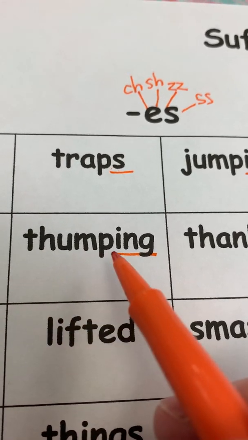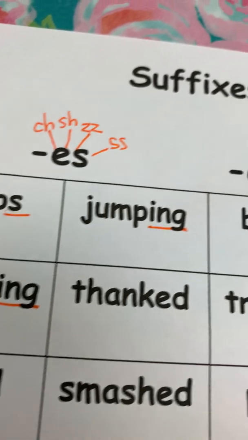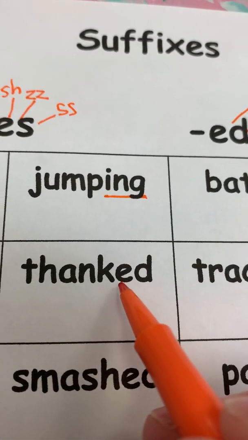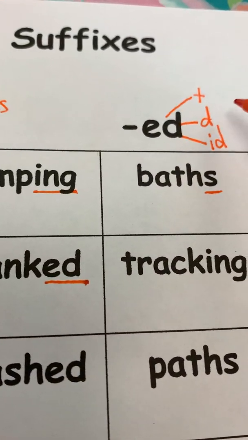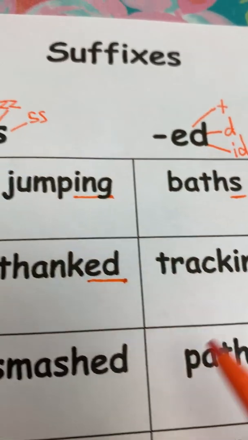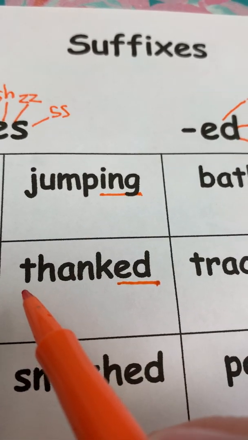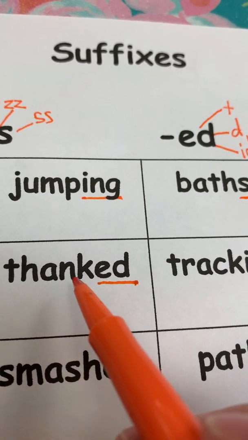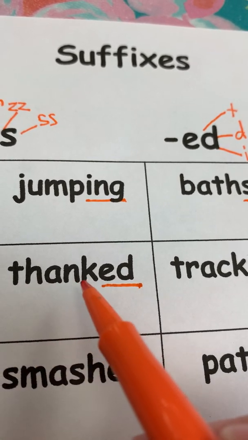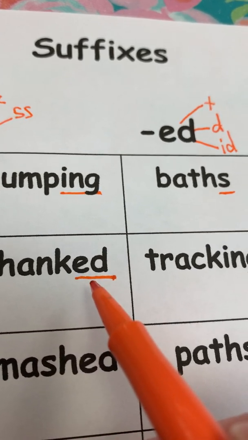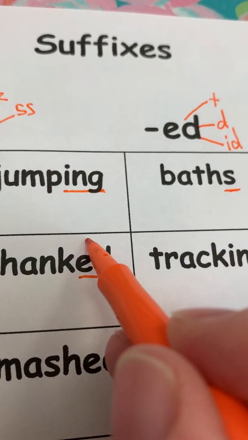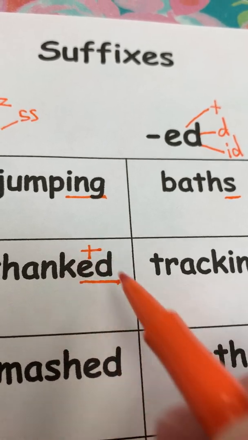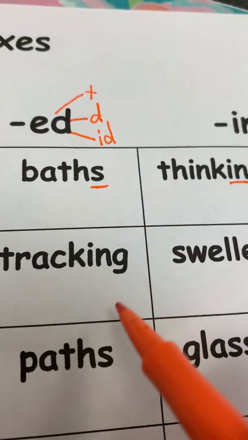Thumping. Let's underline that ED. Remember, ED can make 3 sounds. All right, let's figure out this word. Thank, thank. Let's try the T sound. Thanked. Okay, thanked her for the gift. Very good. Let's go to the next word.